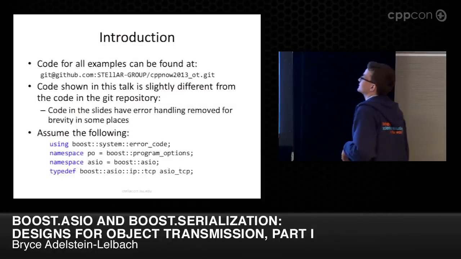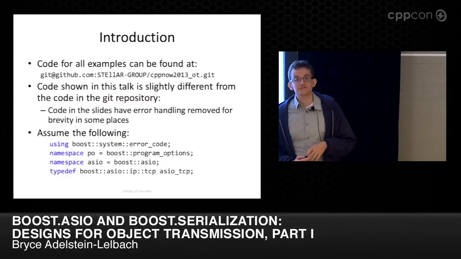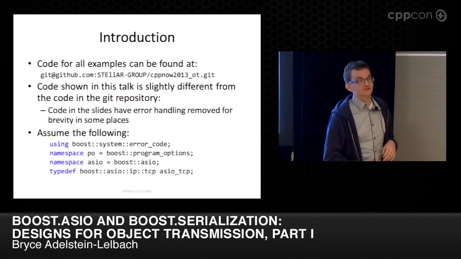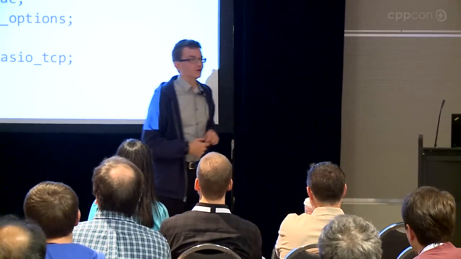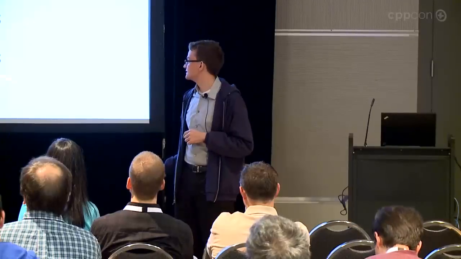There are a couple of things in the slides that will be a little different from the examples. Specifically, I've taken out all of the error handling so that everything will fit on the slides. You shouldn't do that in production. I would not advise doing that. You should assume the following: whenever we have an error code, that's going to be a boost system error code. Whenever you see the namespace po, that means program options, because again, that's long and I don't want to type it in the slides. And for Asio, we're just going to use the namespace asio, and then we'll have this typedef for the asio TCP type, which we're going to use a lot.